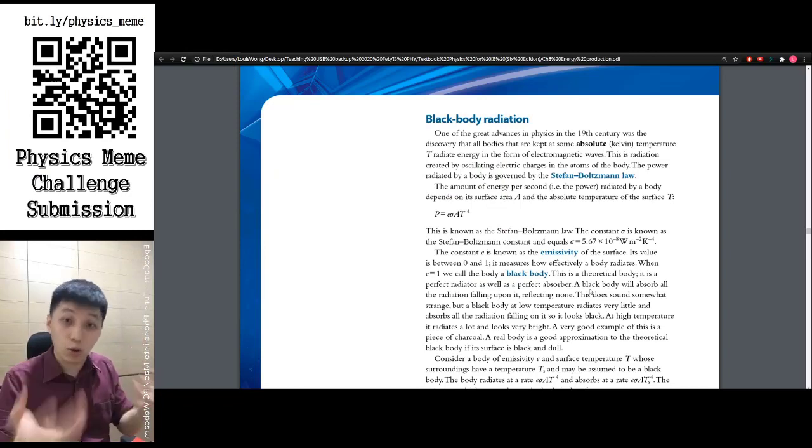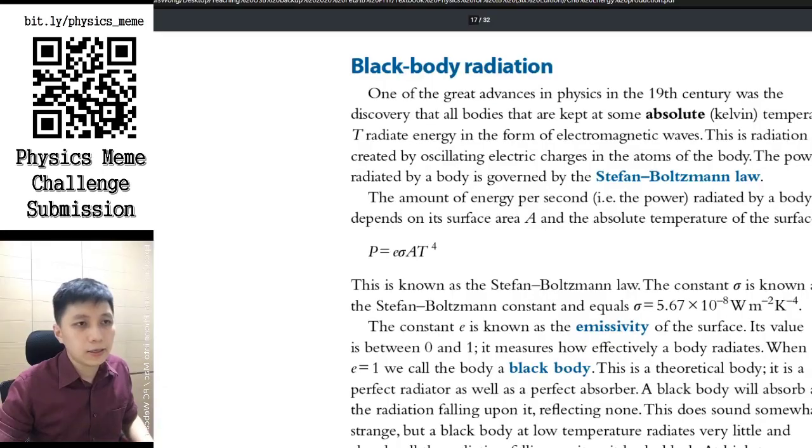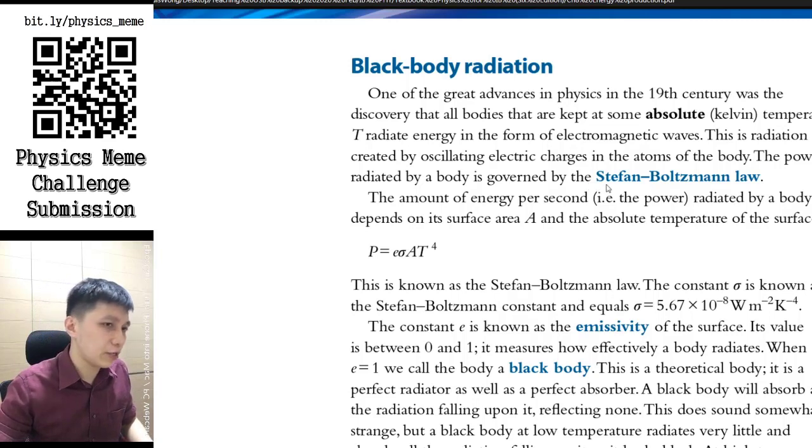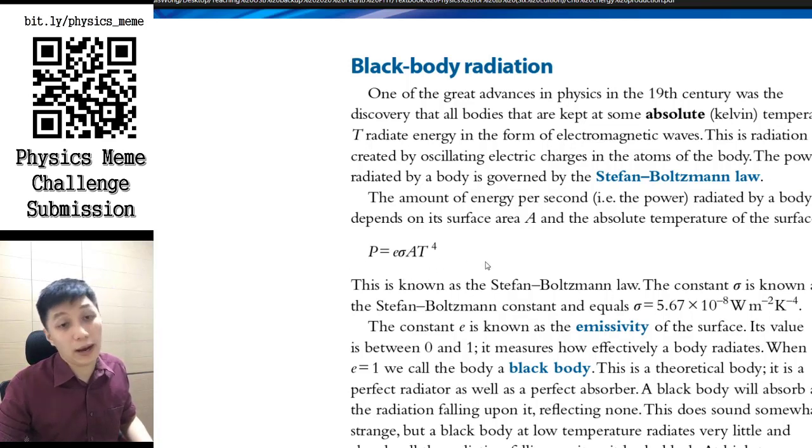I mean glowing earlier, and that is because those will be referred to as radiation. Let's take a look at the equation first. The name of the equation is called the Stefan-Boltzmann law, which you can see here: P equals E sigma A T to the power 4.